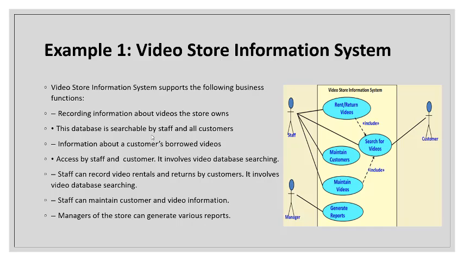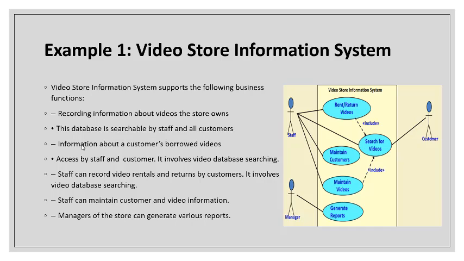And here is an example of a video store information system. It actually supports the following business functions. It records some information about videos and stores it, and then this database is searchable by staff and all customers. So customer is an actor and staff is another actor, and search for videos is the use case. So this use case is associated with this staff and with this customer also.